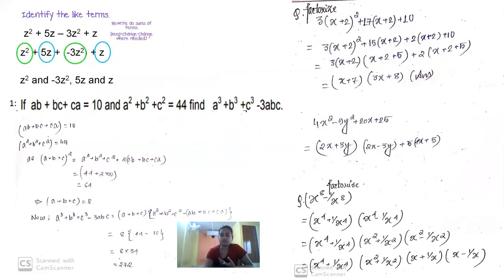Now let us jump into some numerical problems. First, in the question you were asked to identify the like terms. So here it is very easy. z square and minus 3z square are like terms, so they are put within a green circle, whereas 5z and z are like terms.